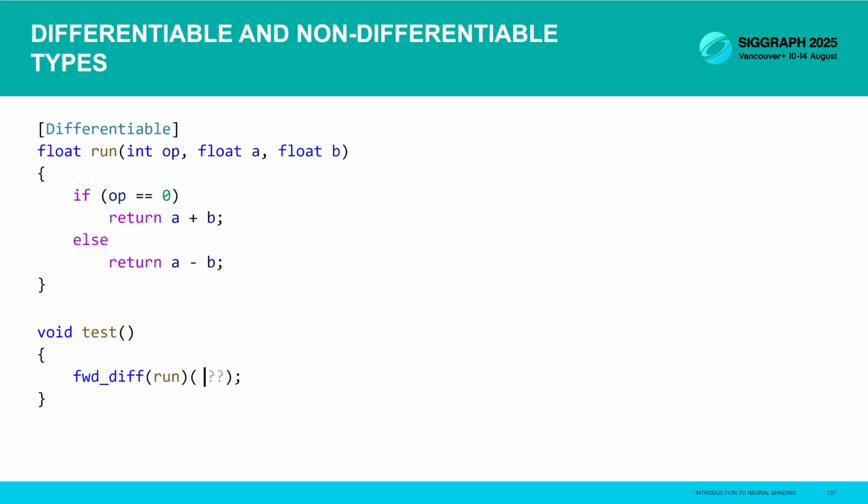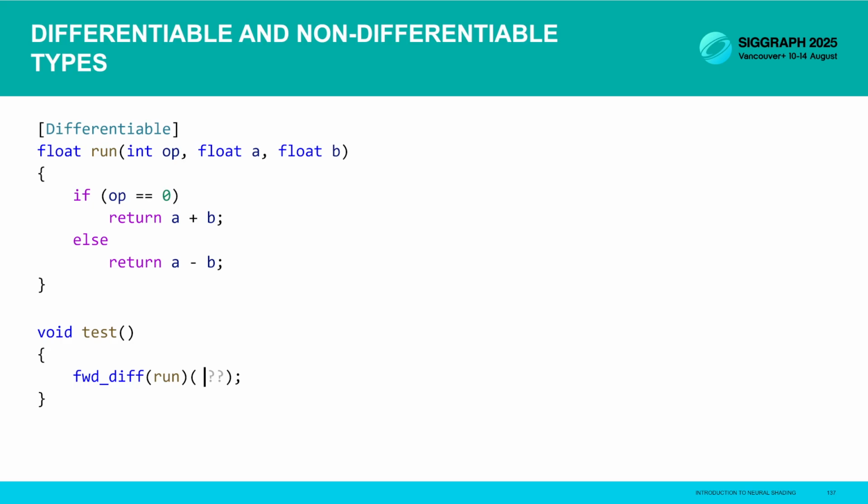Consider this slightly different function called run. This function contains one input integer parameter, op, and two floating point parameters. It doesn't make a lot of sense to ask the compiler to compute the gradients of op, since an integer value is intrinsically discontinuous and can't have gradients. So the Slang compiler needs a way to tell apart differentiable terms from non-differentiable terms.